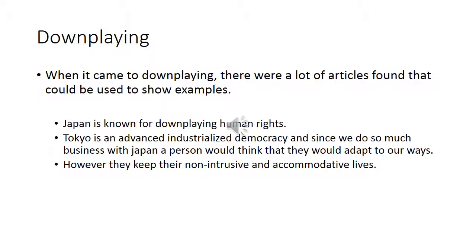When it came to downplaying, there were a lot of articles found that could be used to show examples. For example, Japan is known for downplaying human rights. Tokyo is an advanced industrialized democracy, so we would expect them to be able to adapt to maybe our ways since they do so much business with us. However, they have kept to their non-intrusive and accommodative lives.